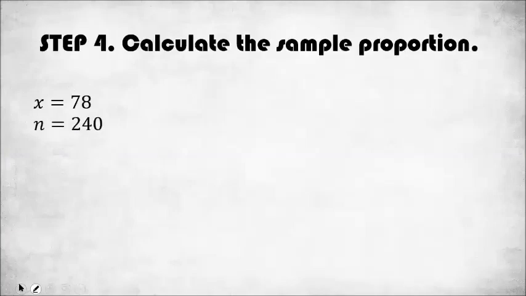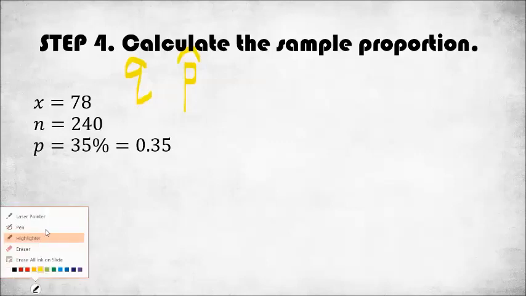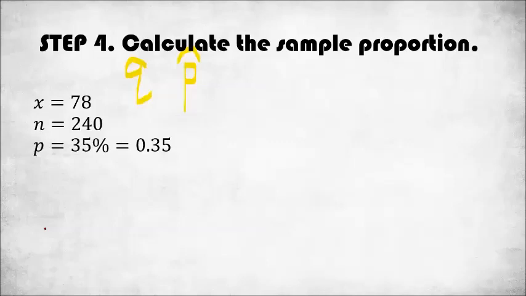And then, step number 4, calculate the sample proportion or the test value using z-score. State all the given from the problem. X is 78, N is 240, P is 35% or 0.35. And sa formula natin, kakailanganin natin ang Q at saka P hat. Tama? Kasi katulad ng sinabi ko kanina, hindi po yan given sa problem. Tayo ang magko-compute.